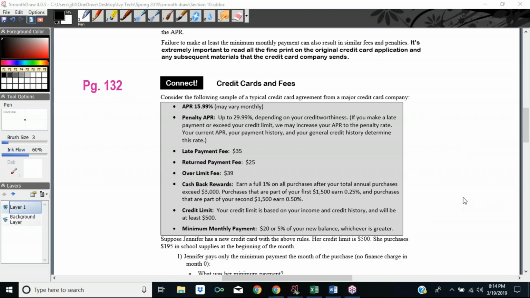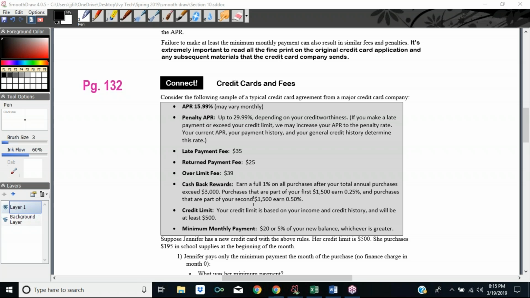So page 132. It says there's a late payment fee of $35, return payment fee of $25, over the limit fee of $39, cash back rewards. Oh, this is the good stuff. So it says you can earn a full 1% on all purchases after your total purchases exceed $3,000.